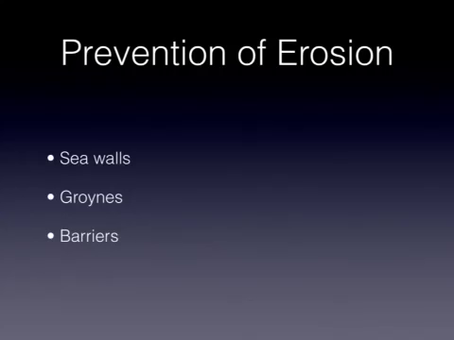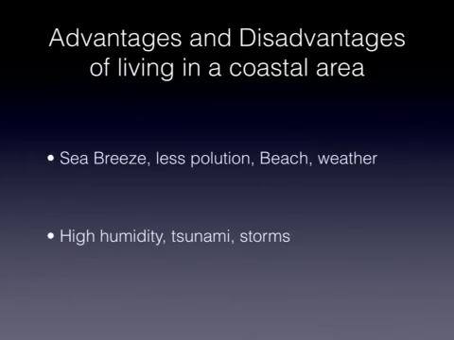Some ways to prevent erosion on the beach is you can add seawalls so the water doesn't come, groins so the water isn't as forceful as it can be, and barriers which can stop big waves coming from the ocean. Advantages and disadvantages of living in a coastal area.